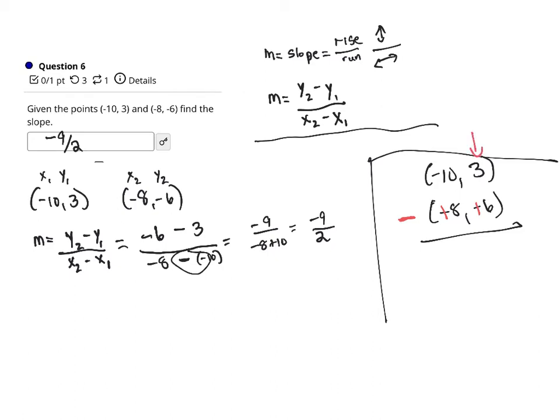So then I start with my y. 3 plus 6 is 9. So there's my y. And then my x, -10 plus 8 is -2. So that is my slope. It's just another way to find the slope. Do what's easiest for you.